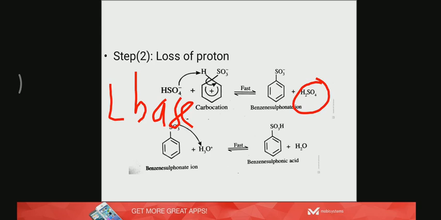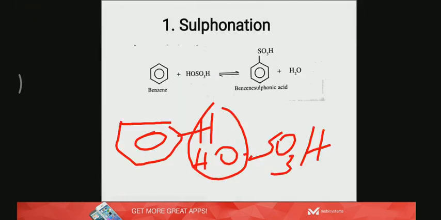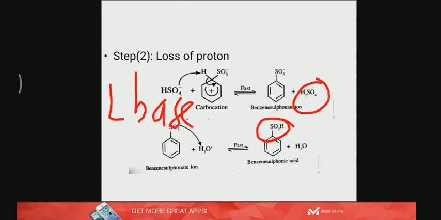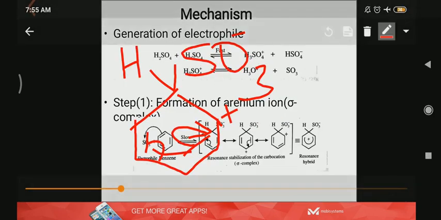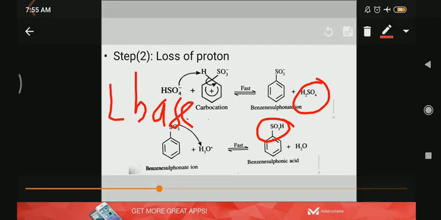SO3 minus has to become SO3H, that is by interacting with H3O plus, which is formed in this step. You can see there is H3O plus here. This H3O plus is shown in the last step. So it becomes C6H5SO3H, the product benzene sulfonic acid, plus H2O, that is a byproduct. This is the mechanism of sulfonation.